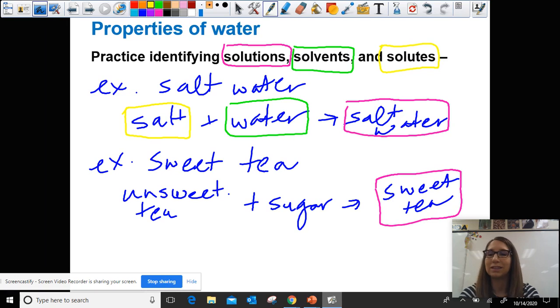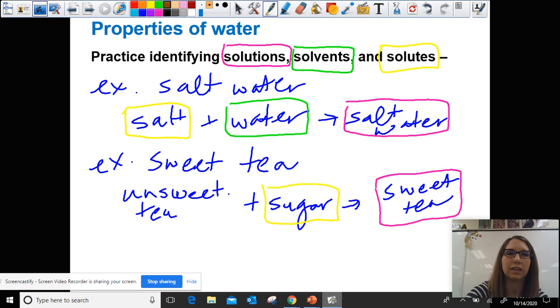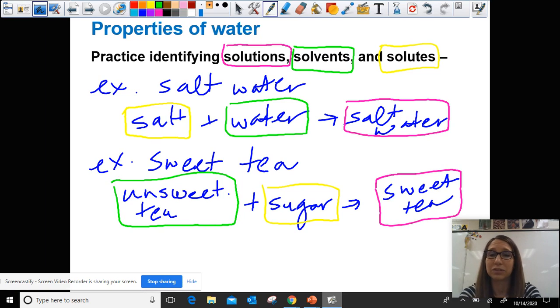So that means that my liquid has to be greater than my solid. So that makes my sugar in this case my solute. In my unsweet tea, the thing that I need in a greater amount, the thing that's going to actually dissolve my sugar, is going to be my solvent.